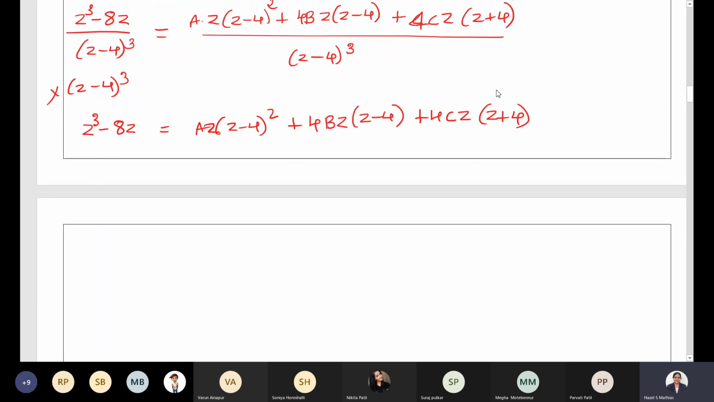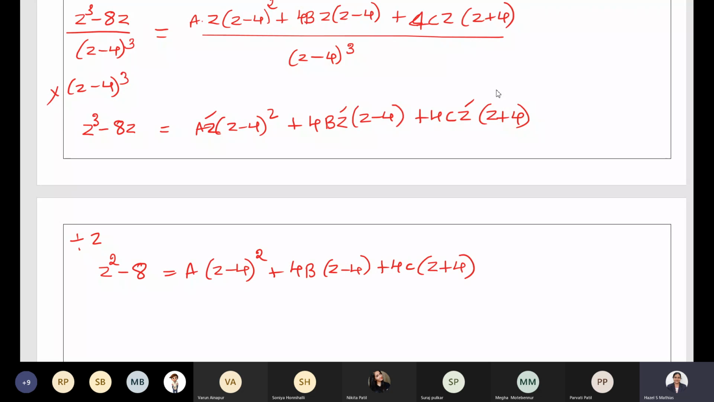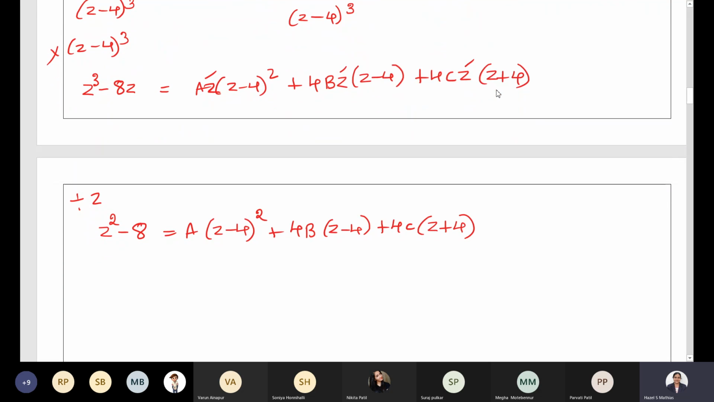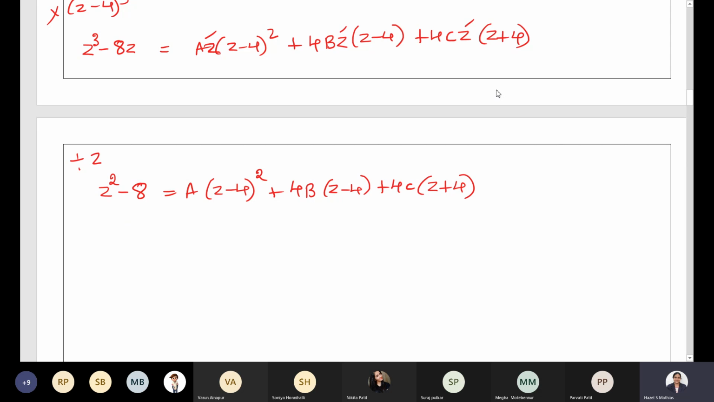Next, see, z is a common term everywhere, so we shall divide by z. When I divide by z on both sides, I get z square minus 8, that is equal to, the z gets cancelled everywhere. What remains? a into (z minus 4) whole square plus 4b into (z minus 4) plus 4c into (z plus 4). This is what we get. Now we shall put values so that we can find the values of the constants a, b and c.